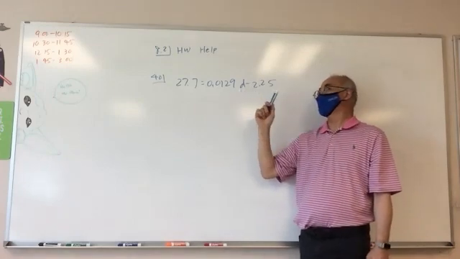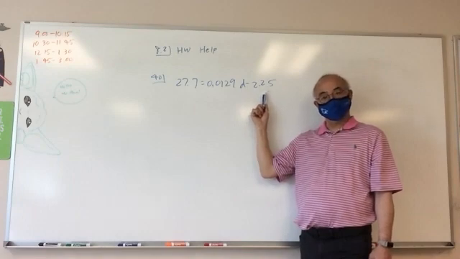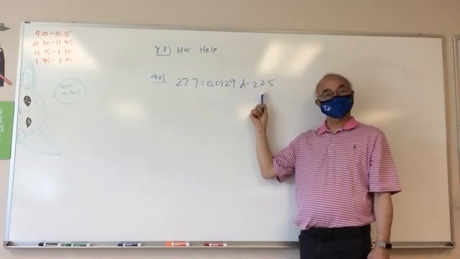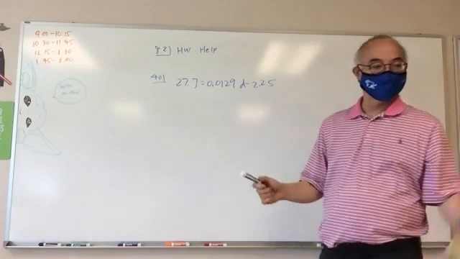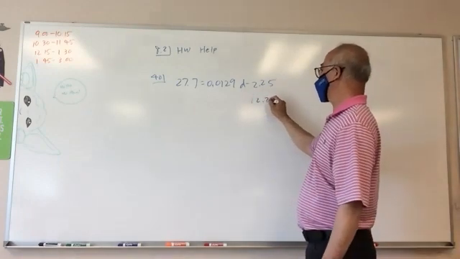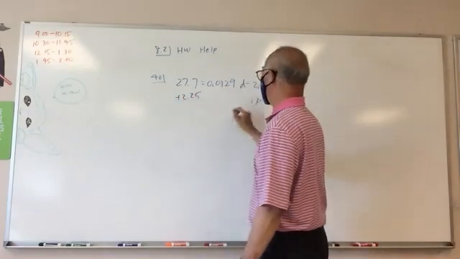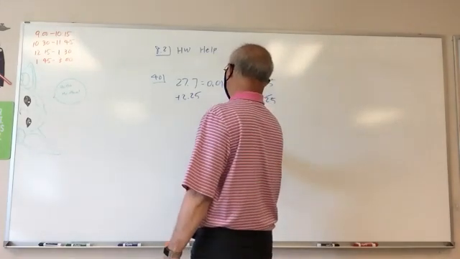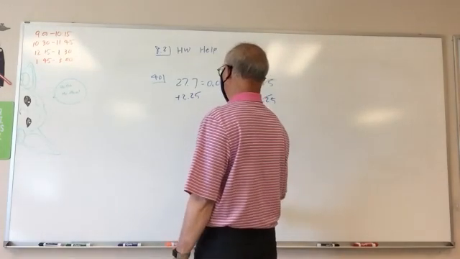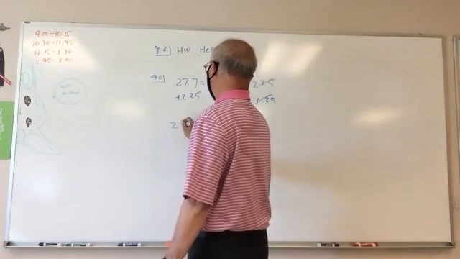So I need to get rid of this guy first, right? How would I get rid of this guy? Pastor, how would I get rid of this guy? I add 2.25 on both sides, right? Yeah. If I add 2.25, this guy goes away. On this side, I end up with 0.0129 D. On this guy, I end up with 29.95.